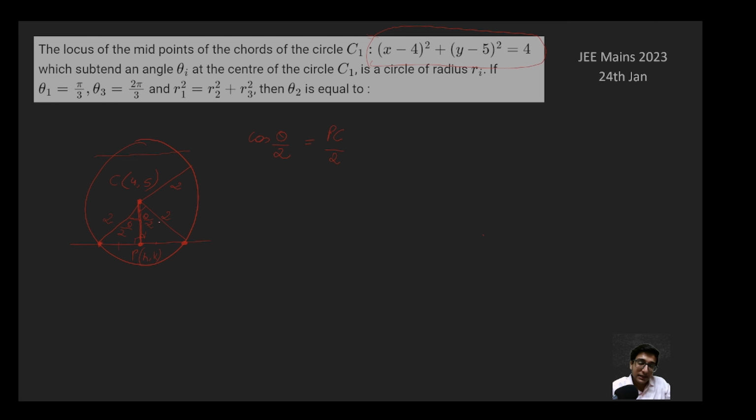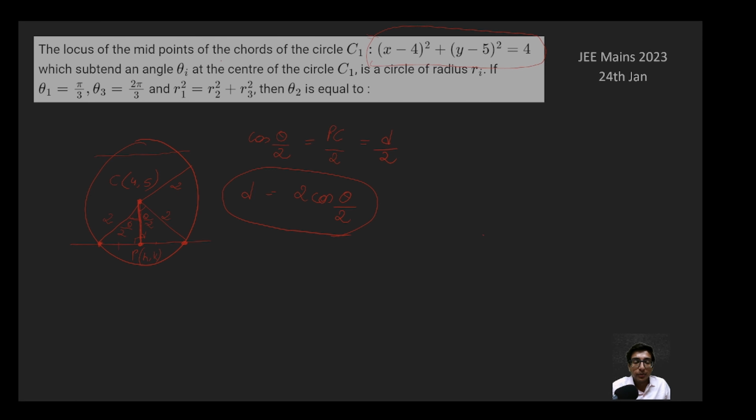So let us write it down in this format. This would be equal to D by 2. So what do we get our D to be from here? 2 cos theta by 2. Now we've gotten this length. Now what have they told us?